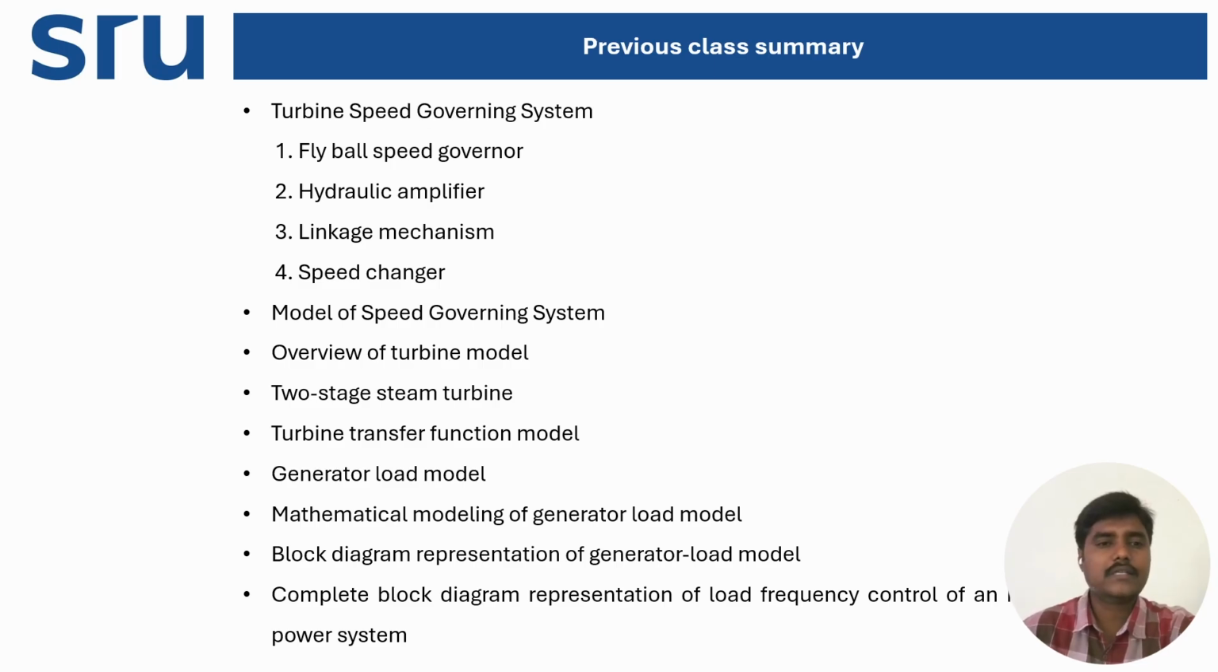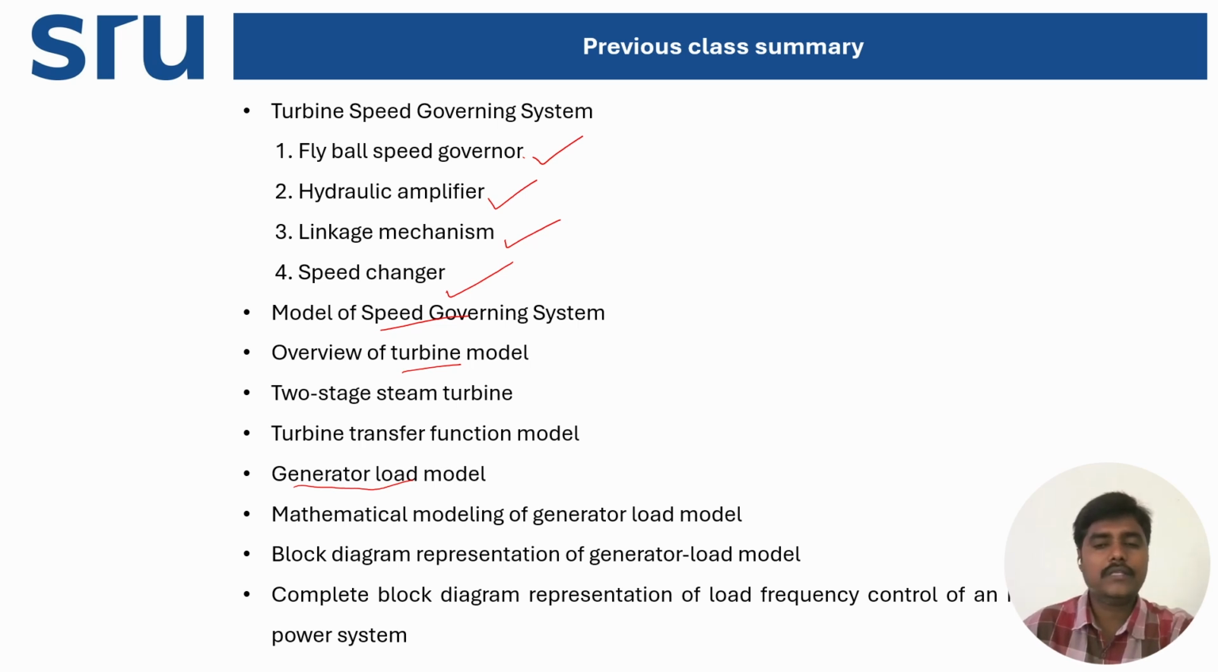In the previous lecture, we discussed the turbine speed governing system, which includes important components like the flyball speed governor, hydraulic amplifier, linkage mechanism, and speed changer. After that, we developed a mathematical model for the speed governor, turbine, and then the generator and load model.